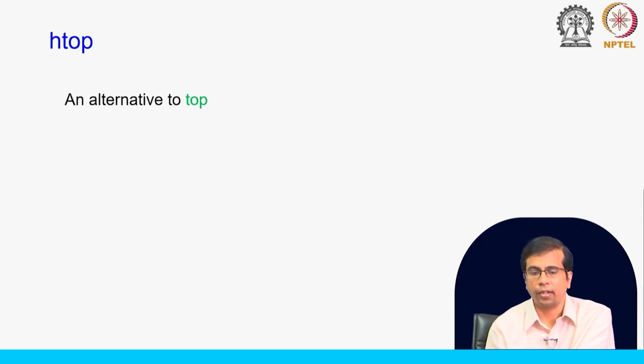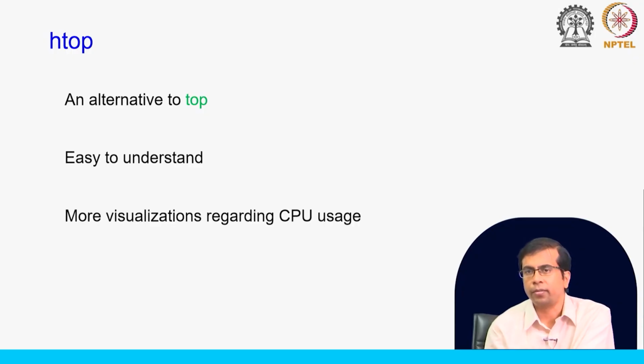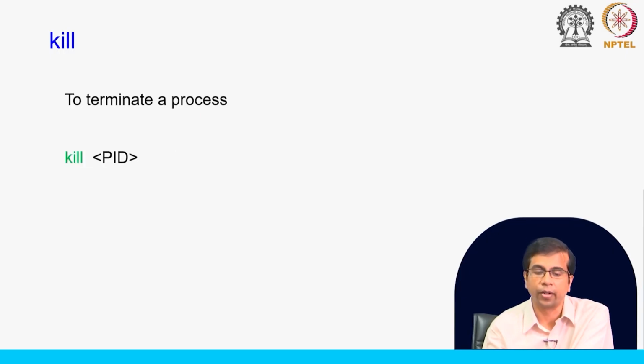There is an alternative to top, which is called htop. Why do we use this? Because this is usually easier to understand and gives you a lot more visualization regarding CPU usage, how much CPU usage is there, etc. So, we will see how this actually looks here.